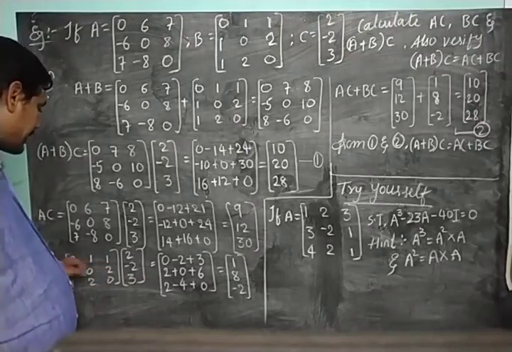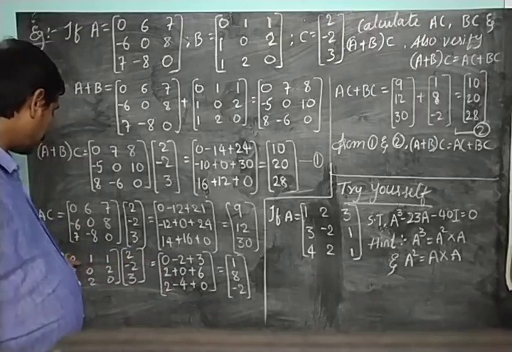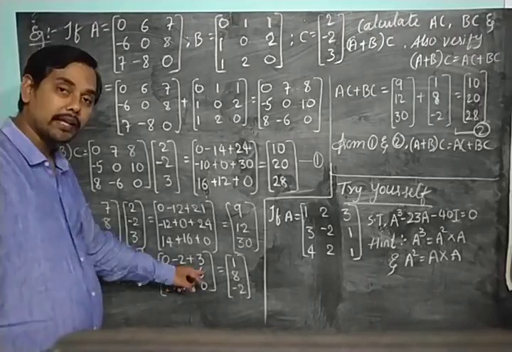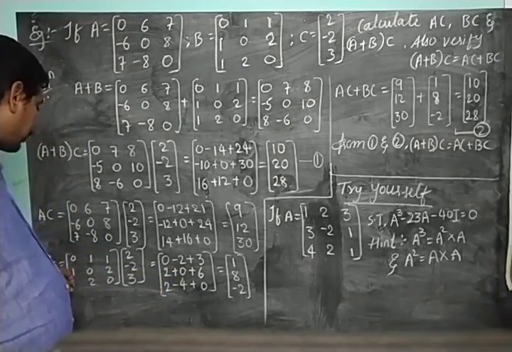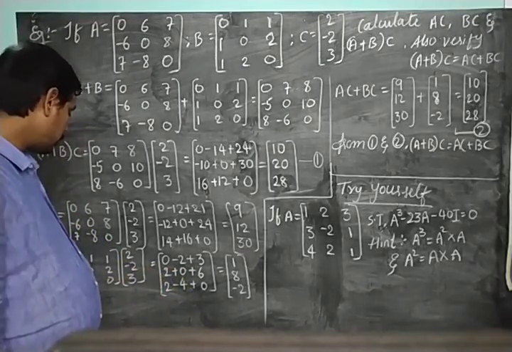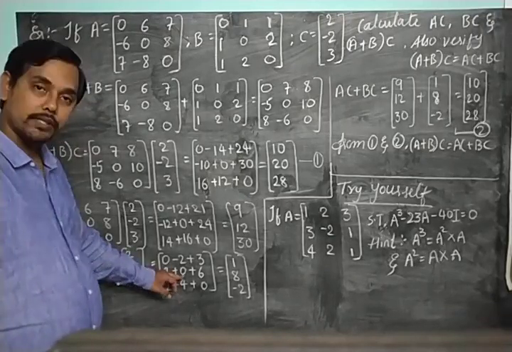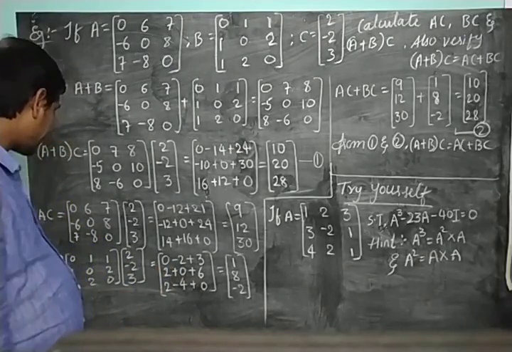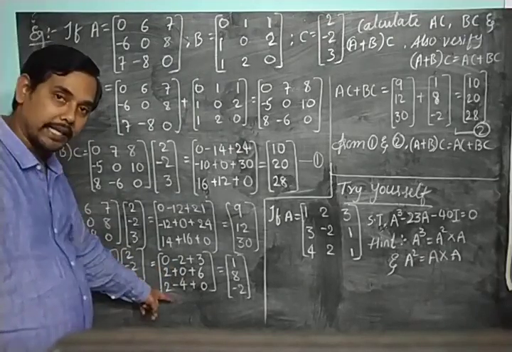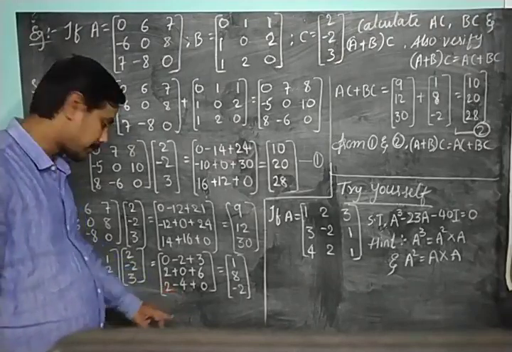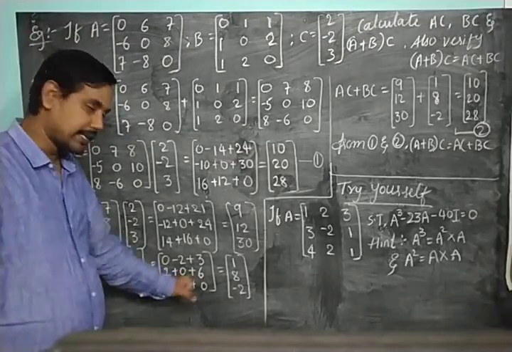Now if I multiply, 0 into 2 will be 0. 1 into minus 2 will be minus 2. 1 into 3 will be 3. Then coming to the second row, 1 into 2, 2. 0 into minus 2, 0. 2 into 3, 6. Then coming to the third row, 1 into 2, it is 2. 2 into minus 2, minus 4. 0 into 3, it is 0.